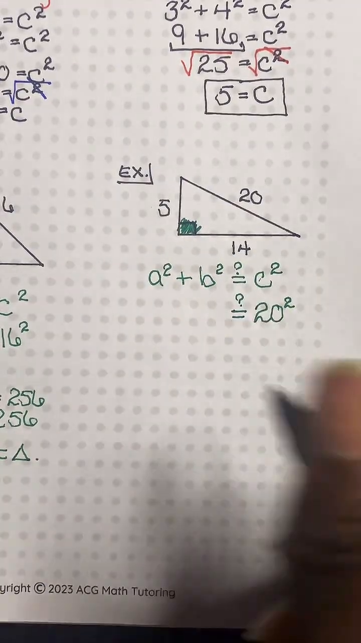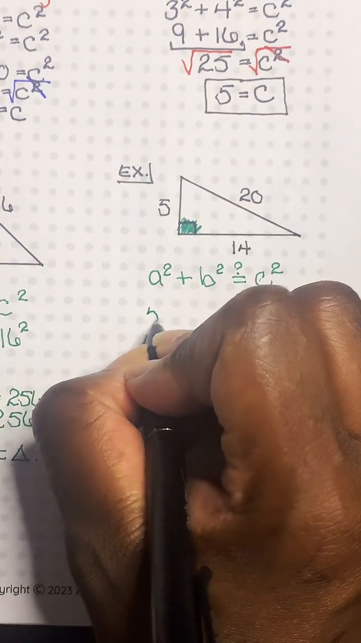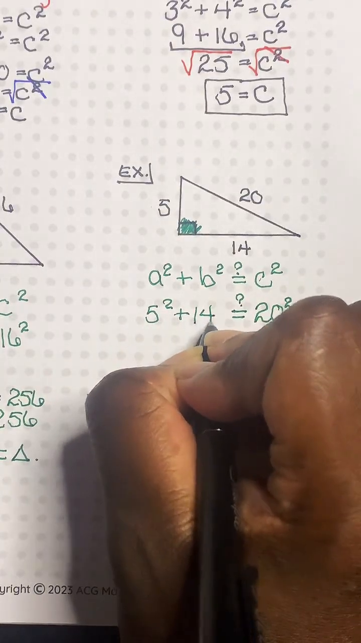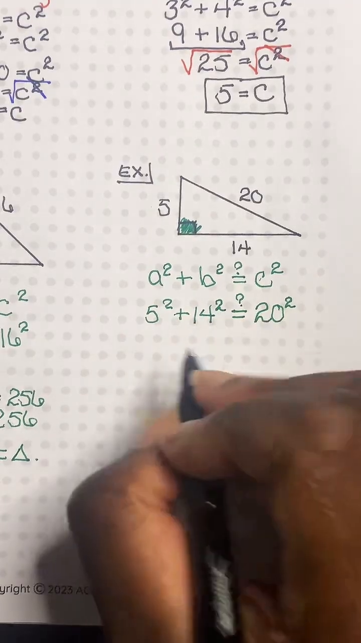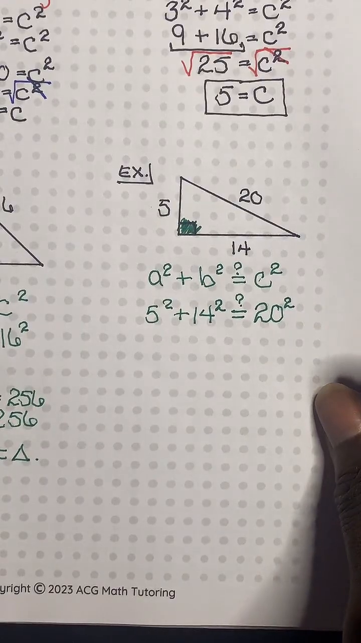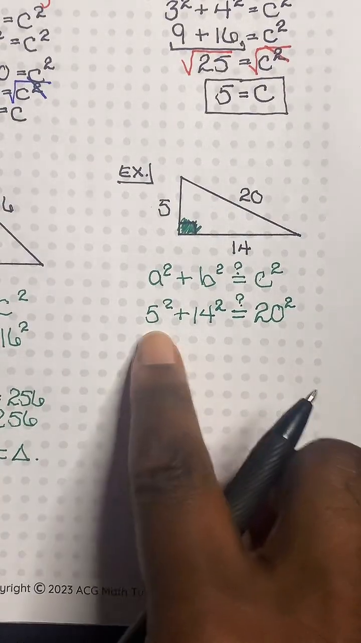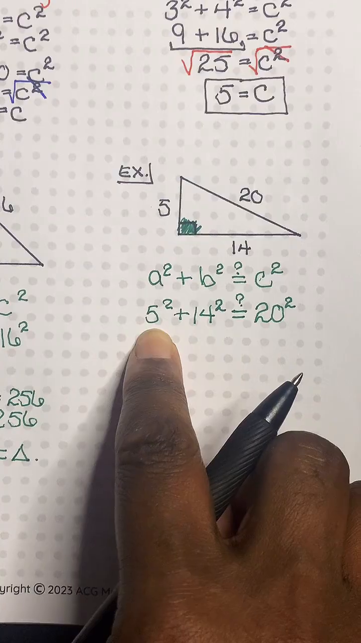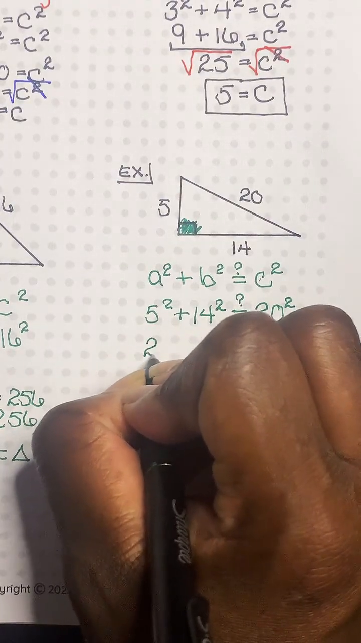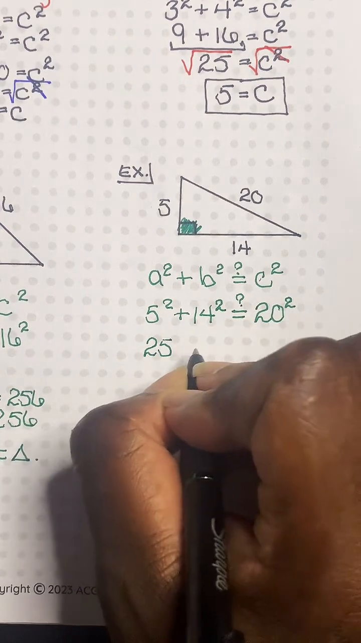They're interchangeable. If you want to say 5 squared plus 14 squared, you can do that. If you want to say 14 squared plus 5 squared, you can do that. So again, we already talked about 5 squared. So 5 squared will give us our 25. What's 14 squared?